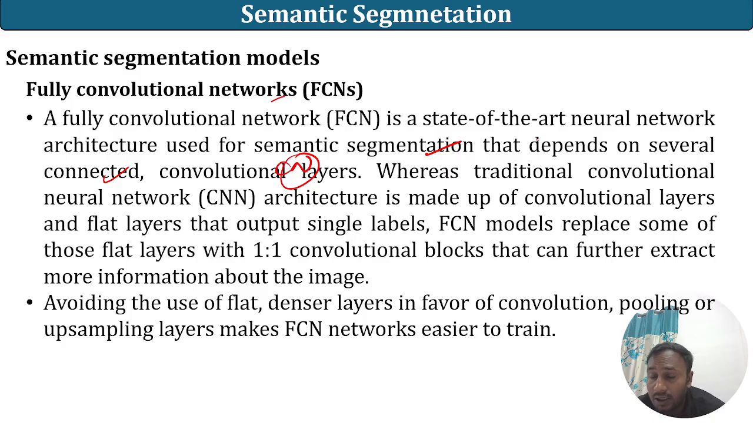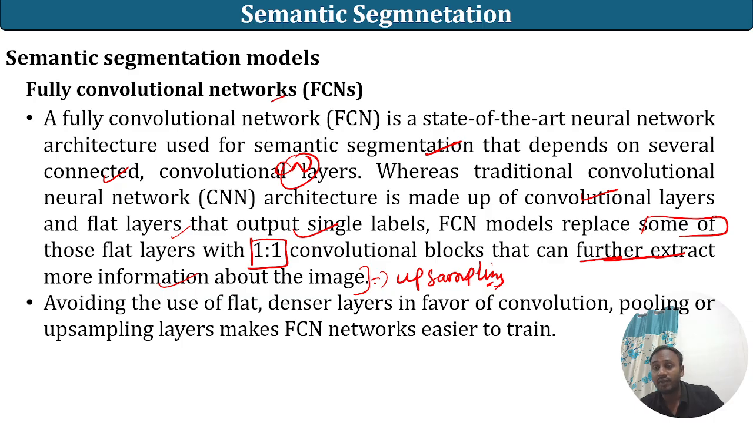Someone can ask what the difference is between them. In the traditional CNN model architecture, made of convolutional layers and a flat layer, the output is a single class label. But in a fully convolutional network, they replace some of those flat layers with one-by-one convolutional blocks so that they can further extract more information about the image. That's what we are calling upsampling.